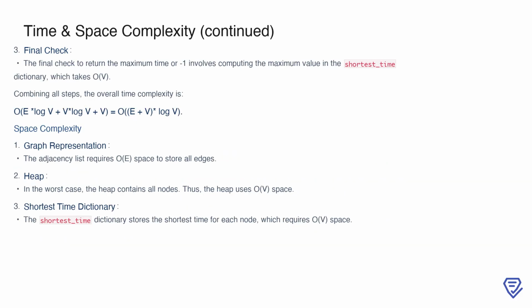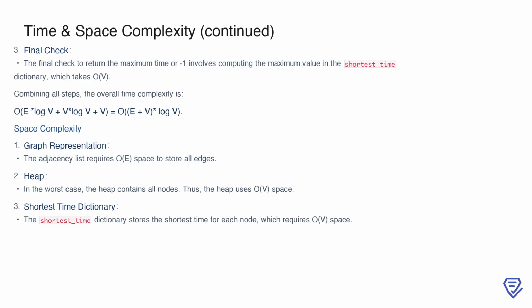After processing the graph and heap operations, we perform a final check to determine the maximum delay time. This involves computing the maximum value in the shortest_time dictionary, which takes O(v) time. Combining all these steps, the overall time complexity becomes O(e) plus O(e log v) plus O(v log v) plus O(v), which simplifies to O(e plus v log v).